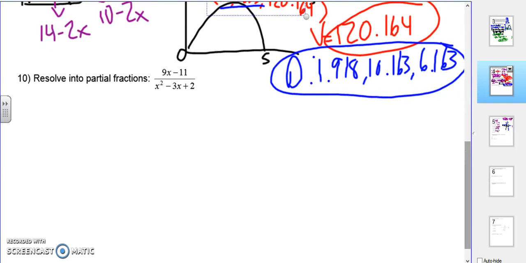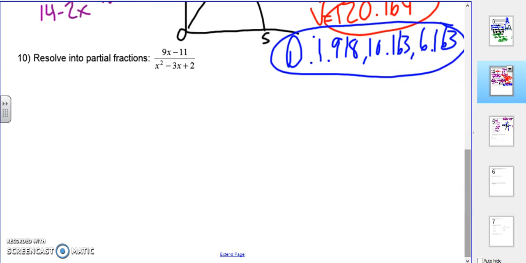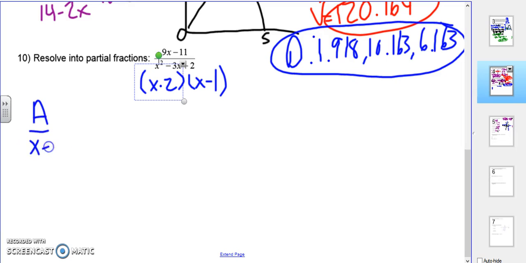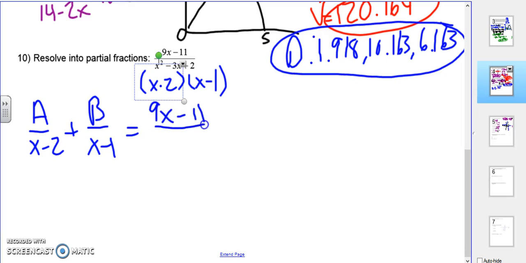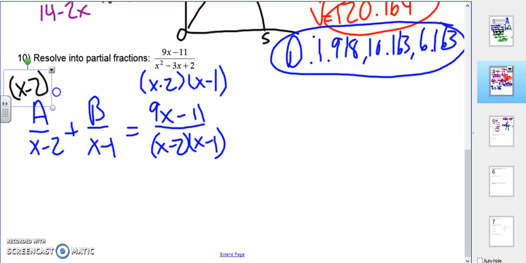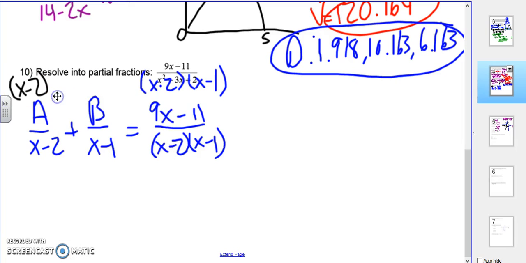All right. Number 10, resolve into partial fractions. Remember, we got to factor the bottom, x minus 2 and x minus 1. So what I'm going to do is I'm going to set up an equation. A over x minus 2 plus b over x minus 1 equals 9x minus 11 over x minus 2 and x minus 1. So think back to last year. I need to cancel out my fractions. So I'm going to multiply everything by the common denominator, x minus 2 times x minus 1.